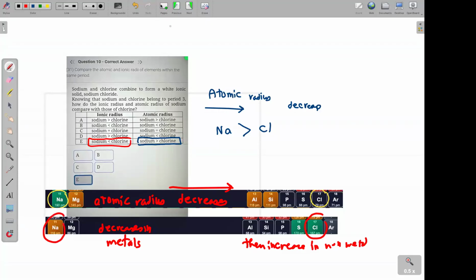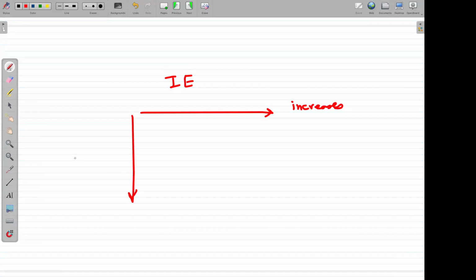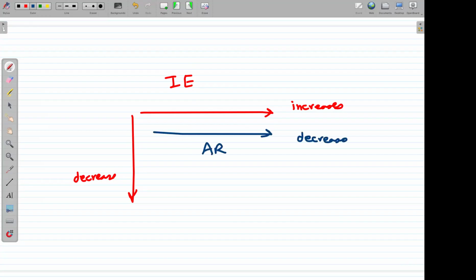Okay, you must memorize the trends. So let's memorize them. Ionization energy, when you go to the right, it increases across the period, and it decreases down the group. The atomic radius is the opposite. So the atomic radius decreases across the period and increases down the group. The ionic radius is crazy.